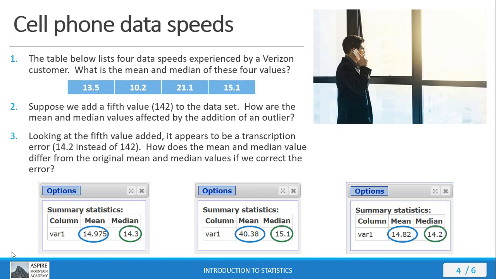This is why we call the median a resistant measure of center, because extreme values in the data set don't influence its value all that much. The mean, on the other hand, is not a resistant measure of center because its value is sensitive to the presence of outliers.